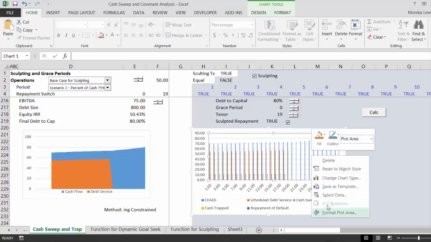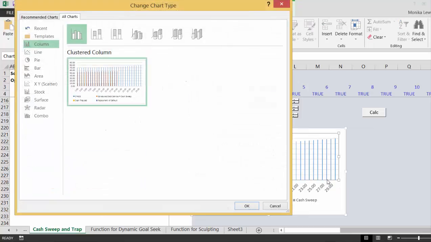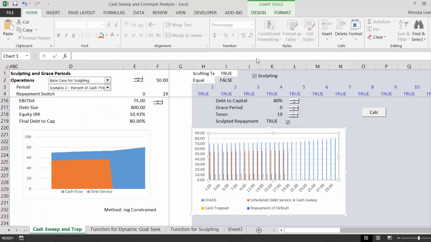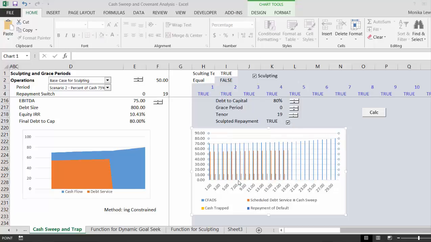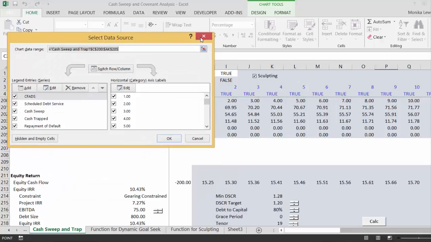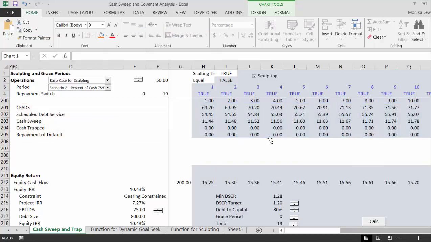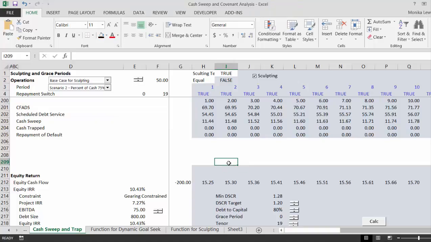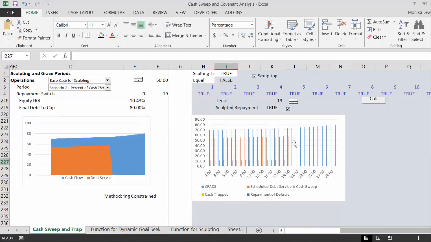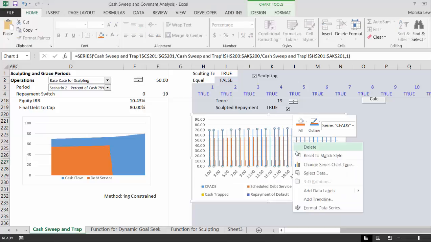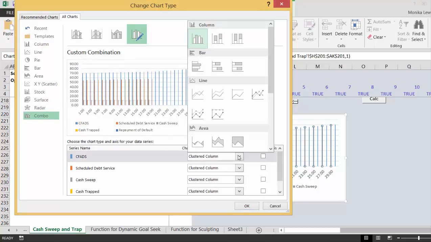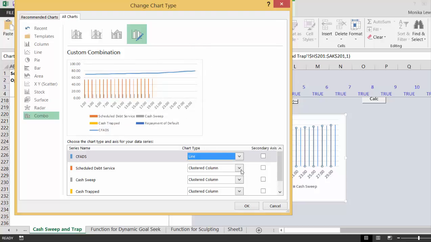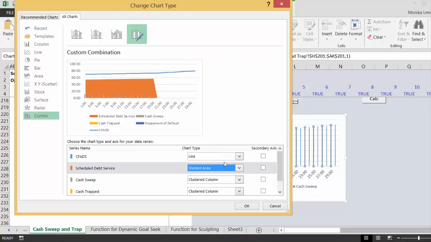But then we'll change the chart type. Oh, we don't even want to do that. We want to change the selected series, don't we? No, we don't want to do that either. Sorry. Where did my graph go now? Maybe I shouldn't have done this with you. Okay. Change series type. There. Okay, let's make this one a line. And these ones will make a stacked bar.